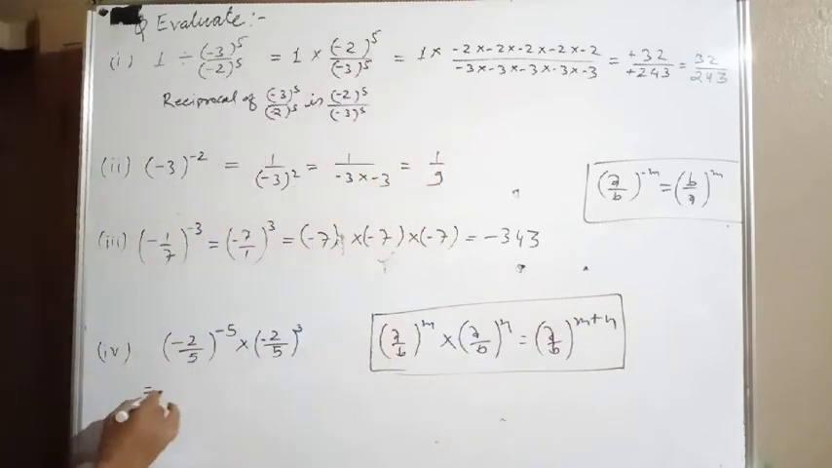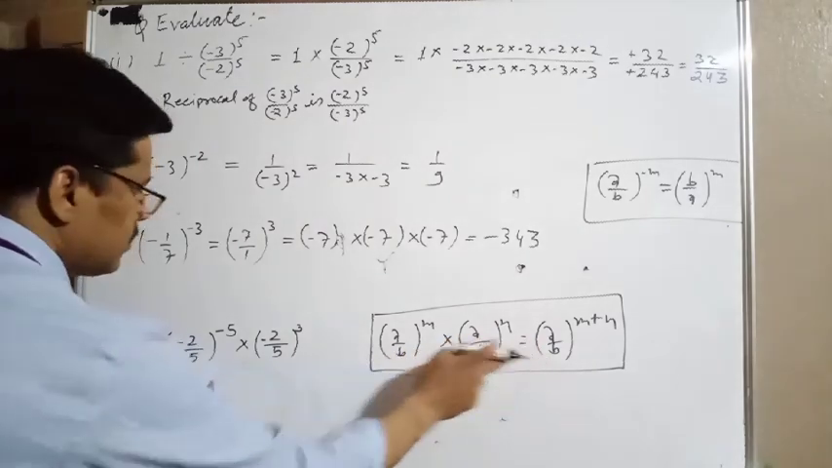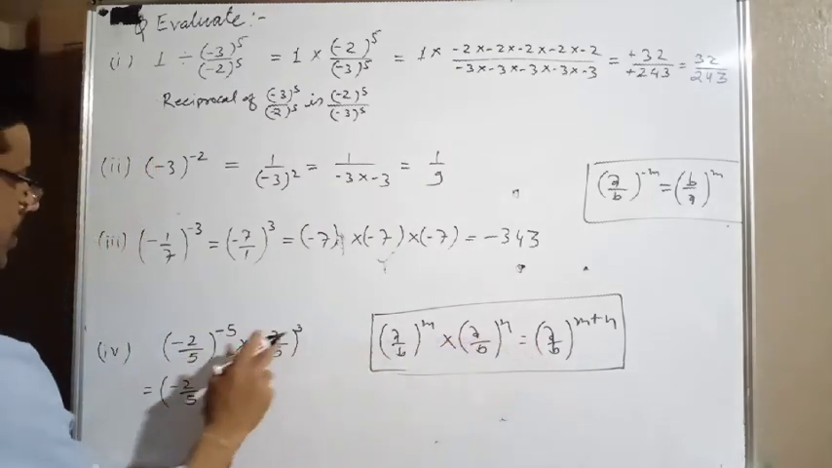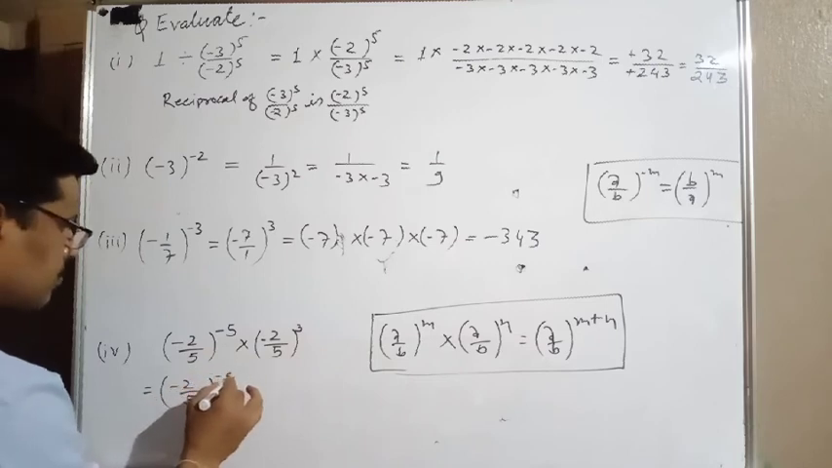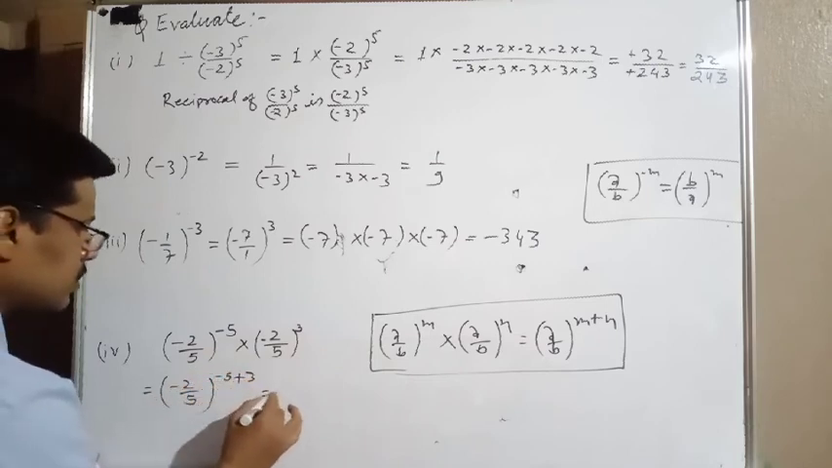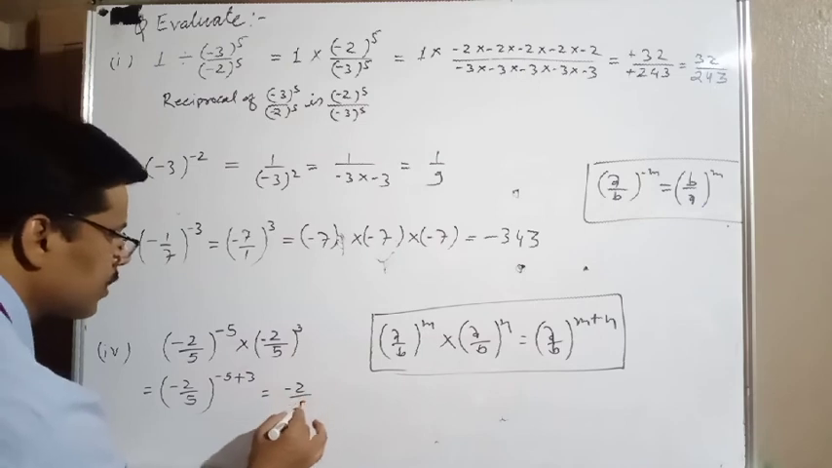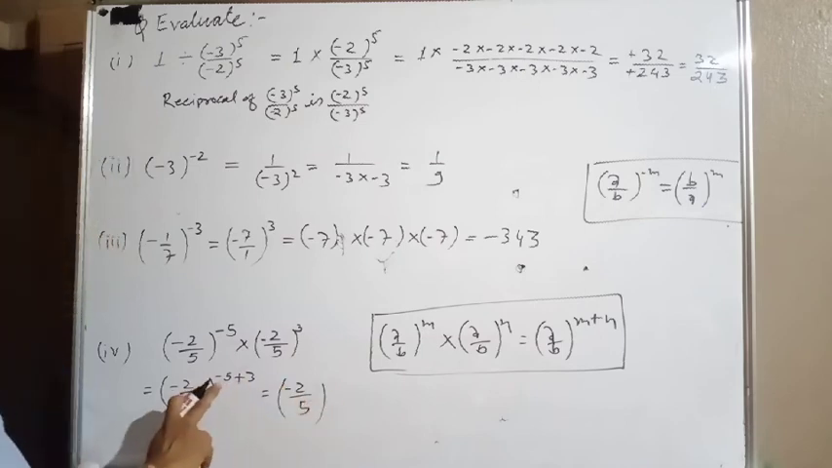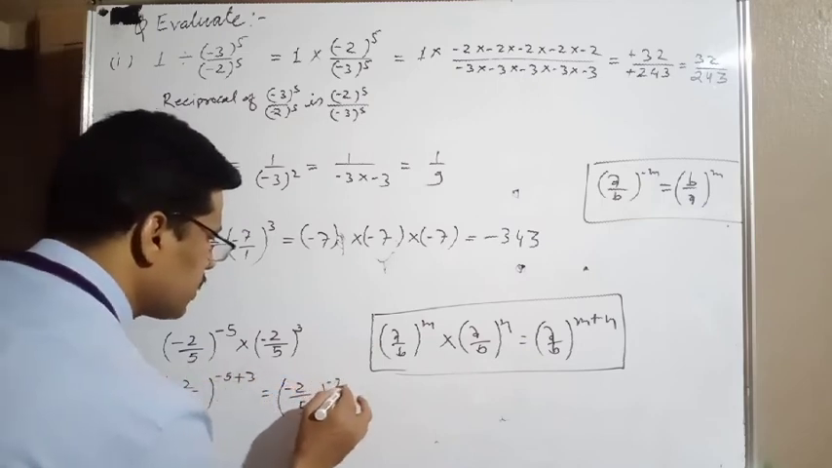How can we write it here? Minus 2 upon 5, we can write only one time. Bases are the same, the power will be minus 5 plus 3, equal to minus 2 upon 5. Okay, this negative is positive. You subtract 3 from 5, so what do you get here? Minus 2. We write here minus 2.